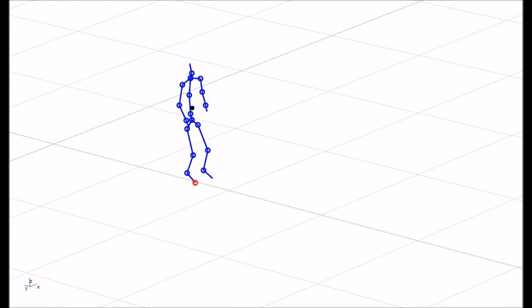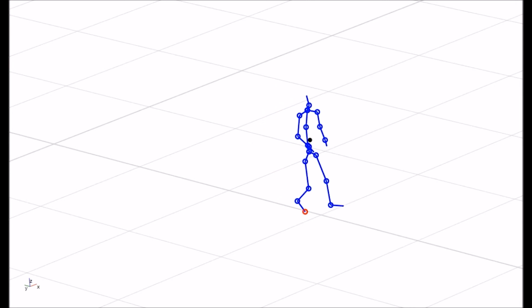And here's an example using a 1 meter tall character. This time element masses were halved.